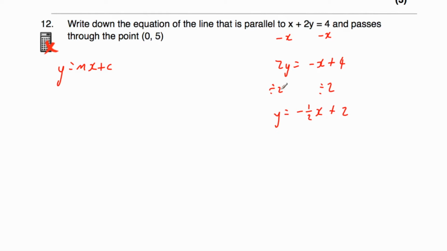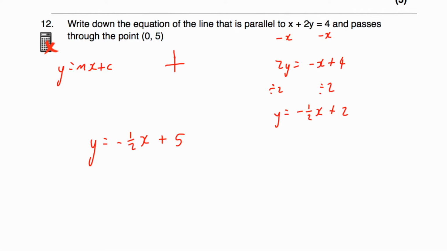Now we're trying to find the equation of the line that's parallel to this. That means it's going to have the same gradient, and the gradient of this line is minus a half. So our line will be y equals minus a half x, that's the start of our equation, but we need the plus c bit where it crosses the y-axis. Now it passes through the point 0, 5, so our y-intercept is 5. So the equation of the line we're looking for is y equals minus a half x plus 5. So this question was just a bit different because we needed to make y the subject to find its gradient nice and easily.